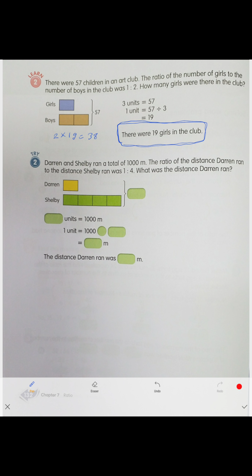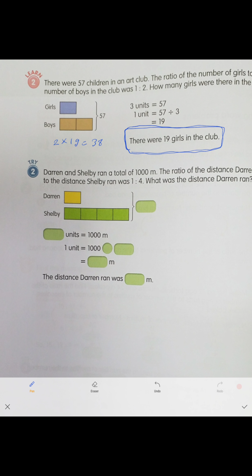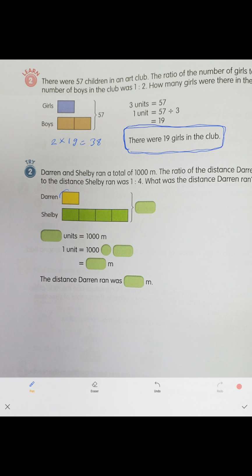So Darren and Shelby, 2 guys apparently, ran a total of 1,000 meters. The ratio of the distance Darren ran to the distance Shelby ran was 1 to 4. What was the distance Darren ran? We need to find this 1 unit. And with 1 to 4, we have our 4 units.